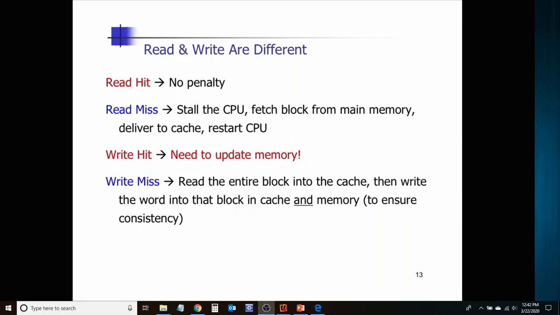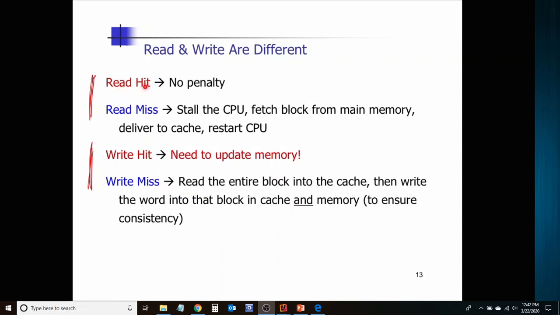Now, a quick note over here. A memory read and a memory write are going to be very different. If you are reading, you have these two statements. You could hit or you could have a miss. When you're writing to memory, you could have a hit or a miss as well.